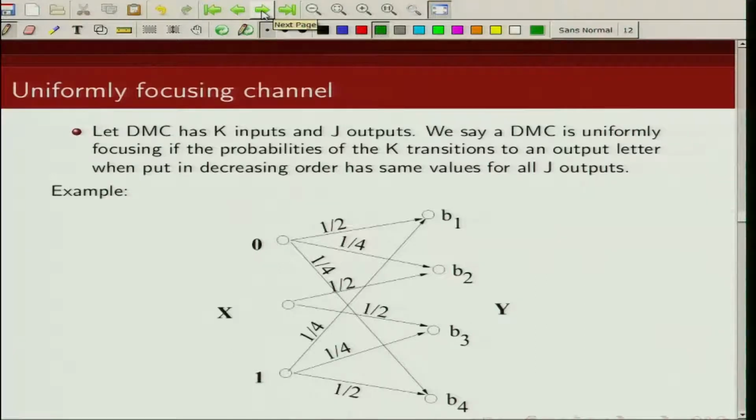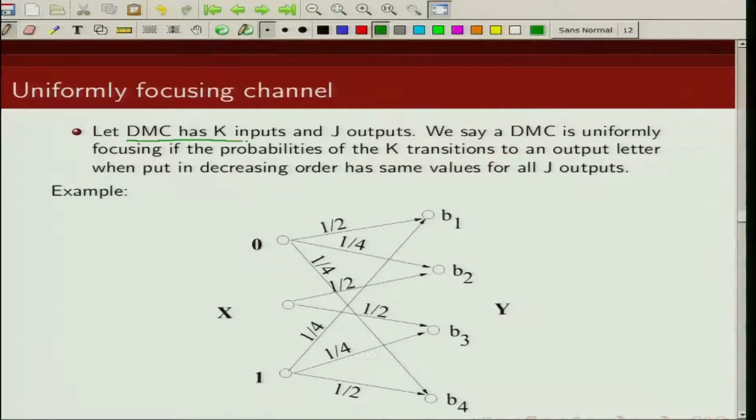Now let us talk about another type of channel which is known as uniformly focusing channel. So what is a uniformly focusing channel? Let us consider a discrete memoryless channel which has k inputs and j outputs. In this particular example, k is 3 because I have 3 inputs. You can call them 0, 1, 2 or whatever you want. And there are 4 outputs, j is 4: B1, B2, B3, B4.